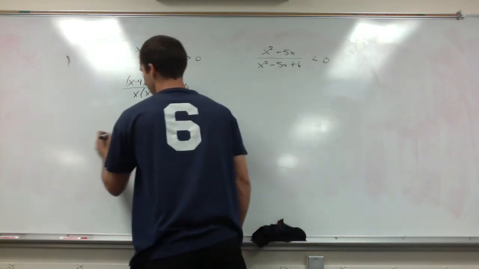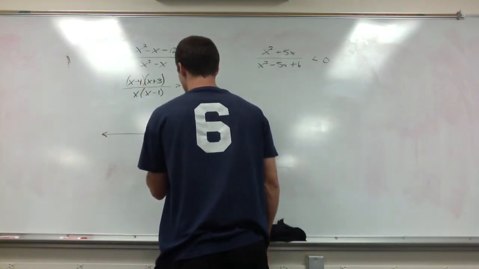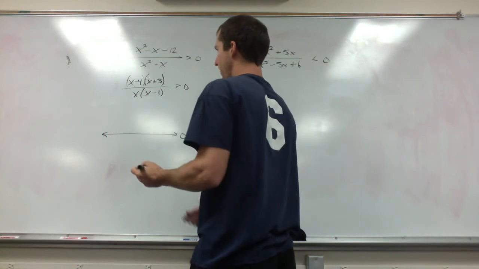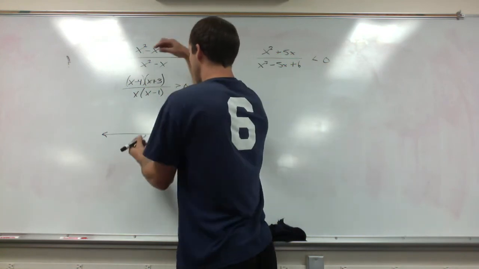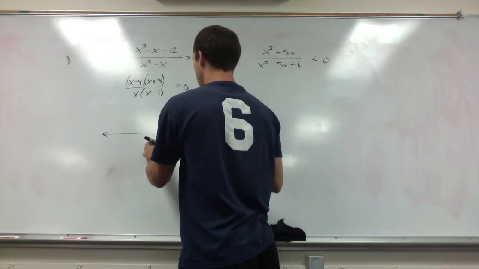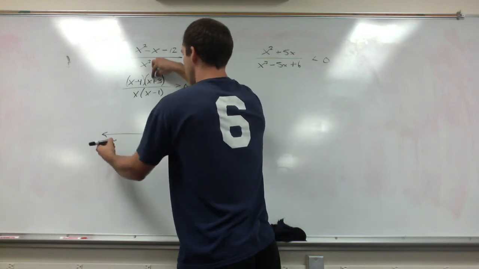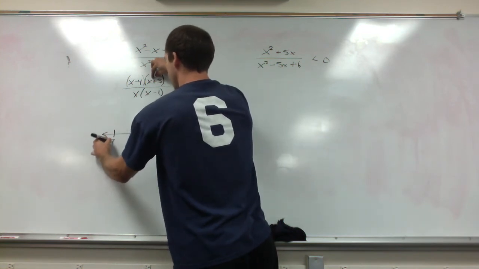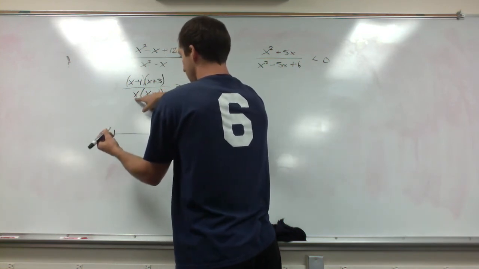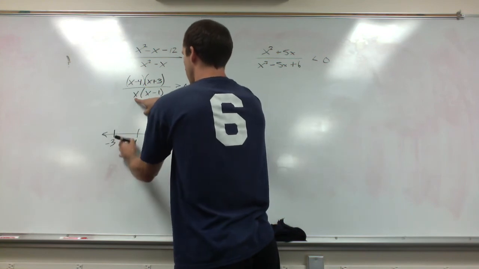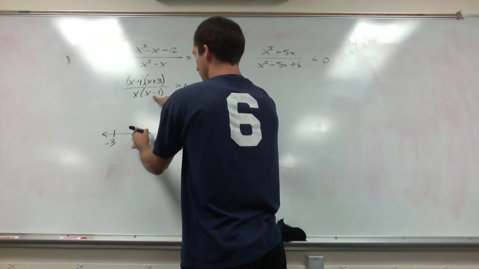And then my boundary points are the zeros of all of these factors. So for x minus 4, that's 4. For x plus 3, that's negative 3. For x, that's just 0. And for x minus 1, that's 1.